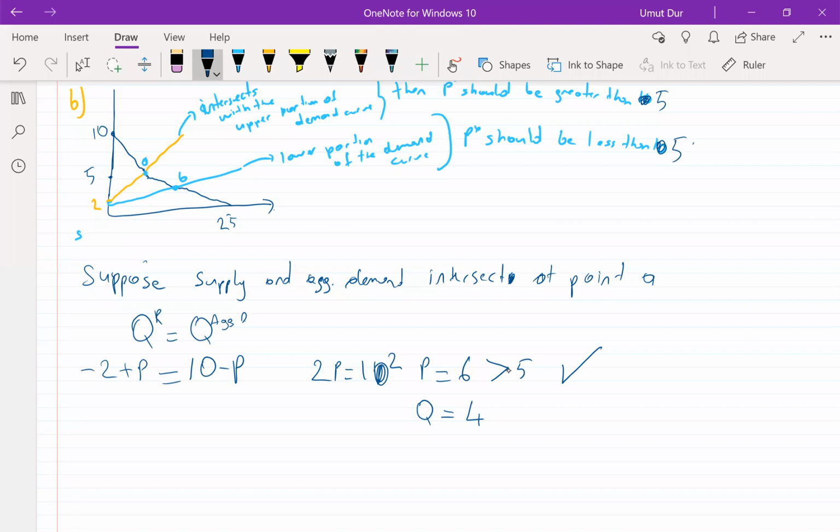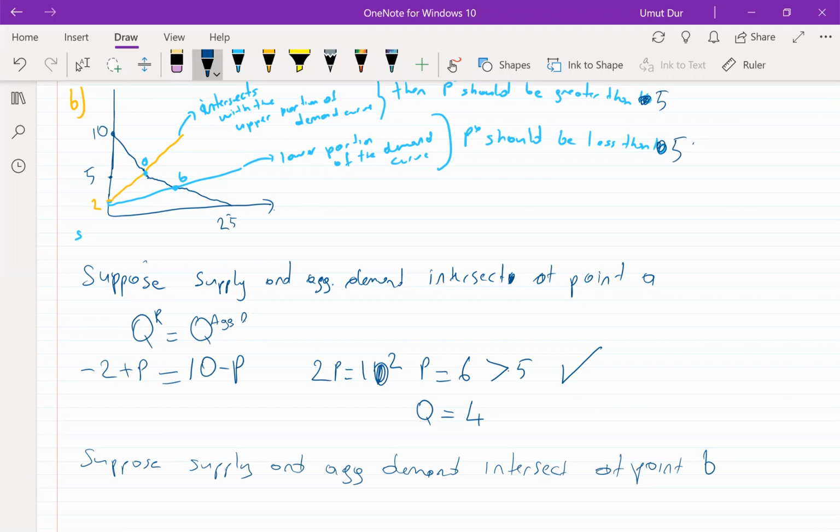Once you find a verified solution for one portion, that's it. You can just leave it like that. You don't need to check the other part of the solution. But just to make sure, just to be safe, let me suppose that supply and aggregate demand intersect at point B.